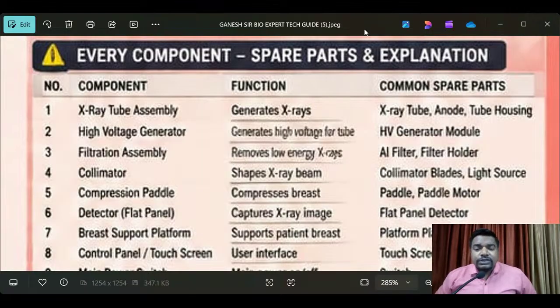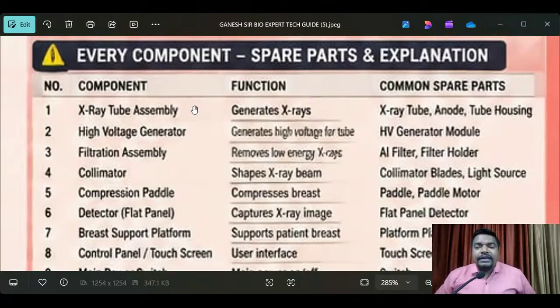See here, in mammography, the electrical and electronic components are also very, very important. In the first session I explained the basics and everything. So I'm trying to give you complete information. Listen carefully, my dear engineers. Every comment here, spare parts and explanation, is about the mammography radiology equipment, which is gynecology related. Gynecology, what? Gynecology diagnosis related. Understand?